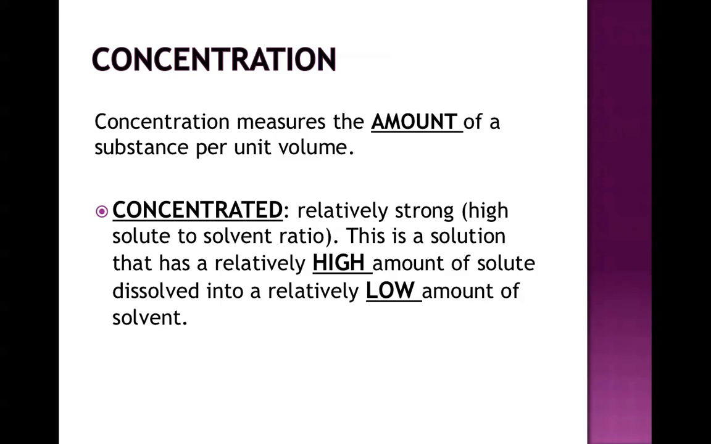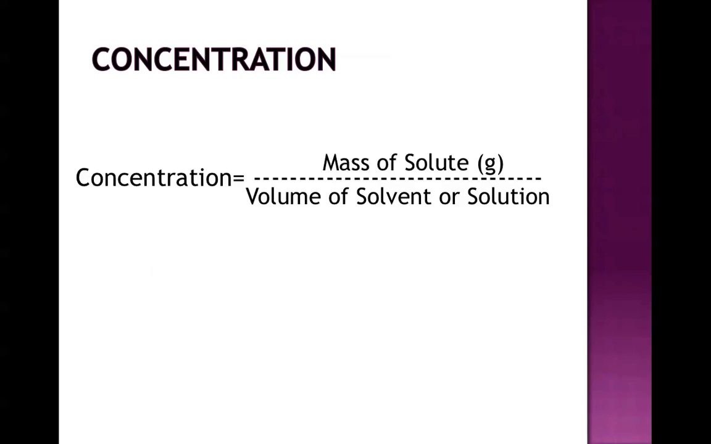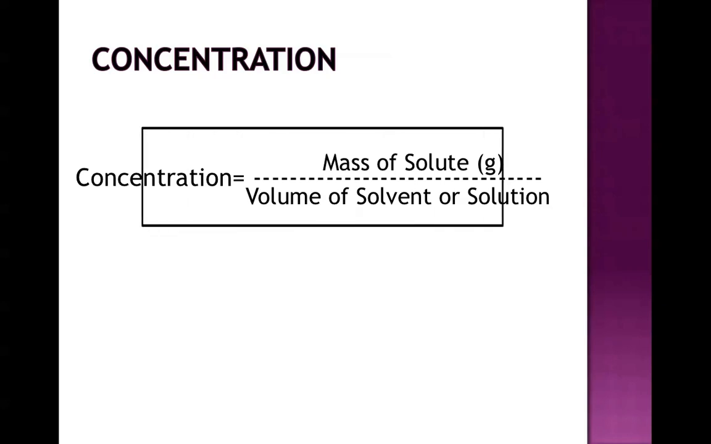And so again, we're looking at the solute compared to the solvent or solution. If it's diluted, then it's relatively weak. That means we have a low amount of solute to solvent ratio. So again, diluted means it's a weak amount. So our first formula is for just simply concentration. This is the mass of solute divided by the volume of the solvent or the solution. Just depends on the information that you're looking at.